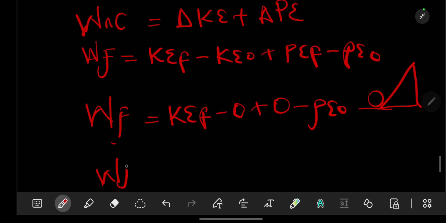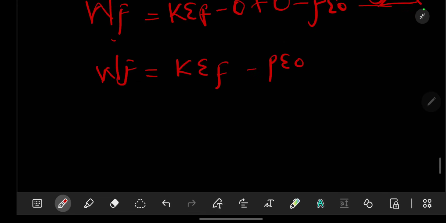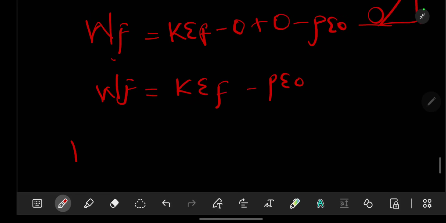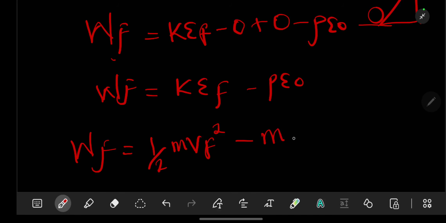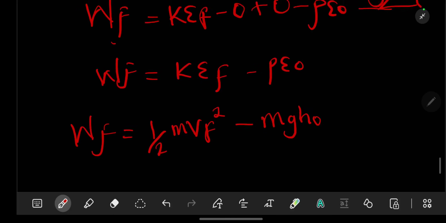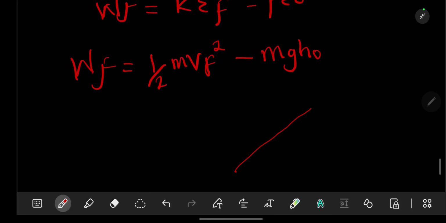So the work done by the non-conservative force becomes the kinetic energy final minus the potential energy initial. The work done by the friction should be equal to half m v final squared, which is the kinetic energy final, minus mg times the initial height. Now this height, remember, is the vertical height, from here to here.